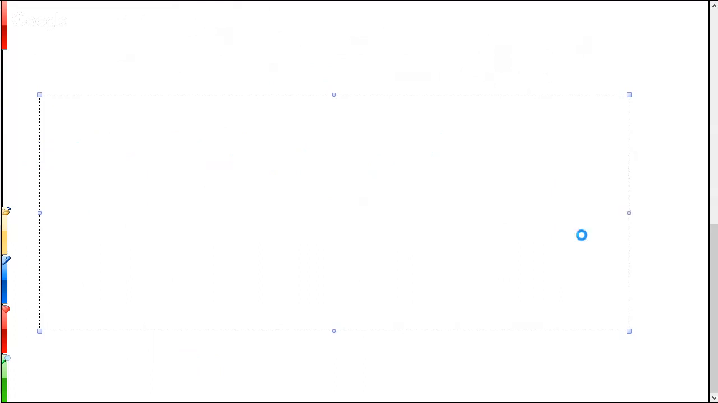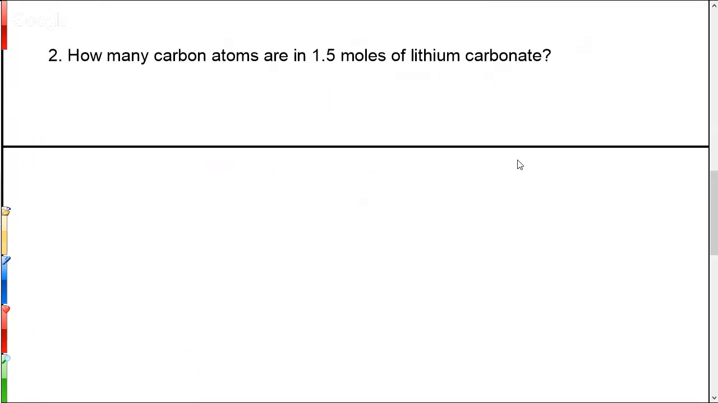So then the other part of my question, how many carbon atoms are in 1.5 moles? So now this time, instead of a practical thing of how much are we going to weigh out, we just want to know how many actual atoms are in that much. Because remember, this is accounting. So we still need the formula.